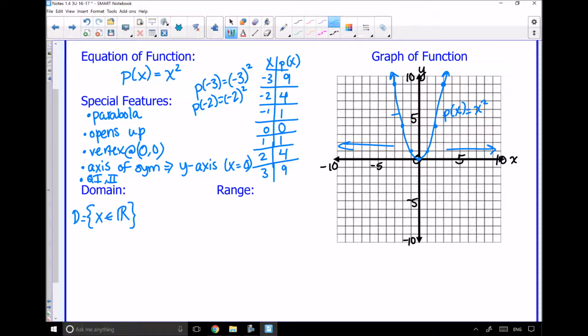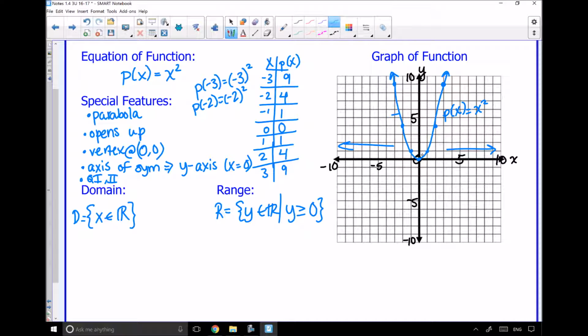Okay, so now to find the range, I'm going to go from my lowest value right here. So first of all, the range is going to be all real numbers, but it's from 0 all the way up to infinity. So y is going to be greater than or equal to 0.